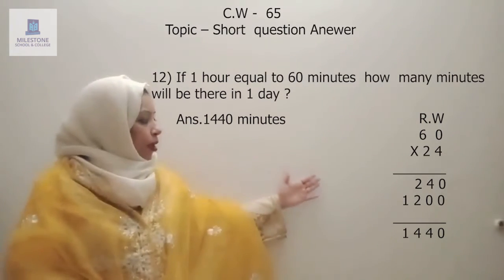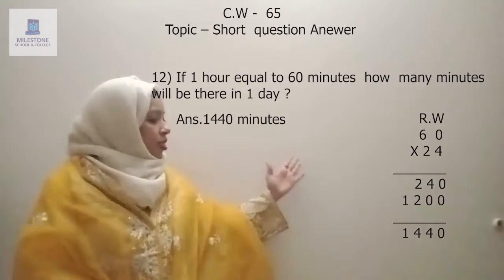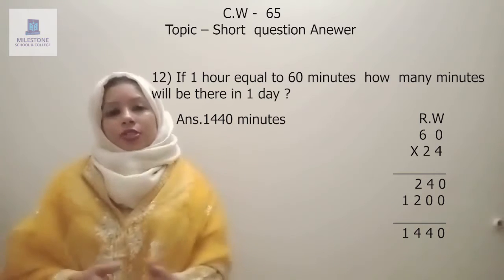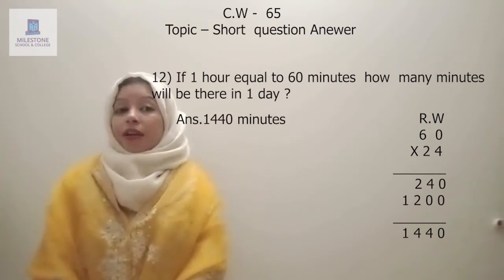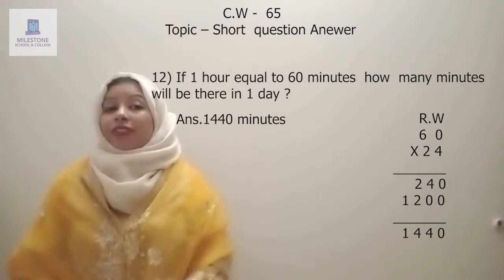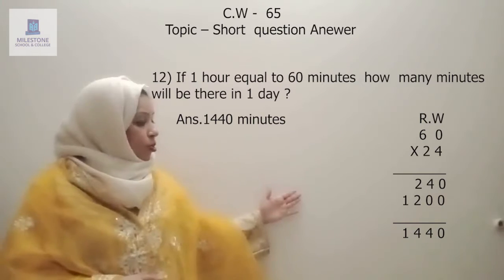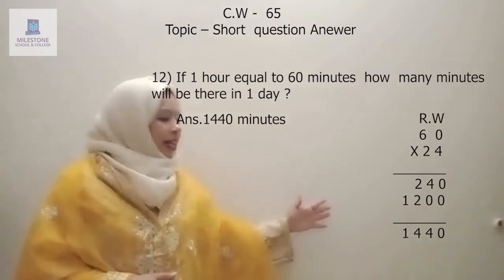So first step, 4 zeros are 0 and 4 sixes are what? These are the 4 times table. 4 zeros are 0, 4 ones are 4, 4 twos are 8, 4 threes are 12, 4 fours are 16, 4 fives are 20, 4 sixes are 24. So I got here 240. Now go to the next step.